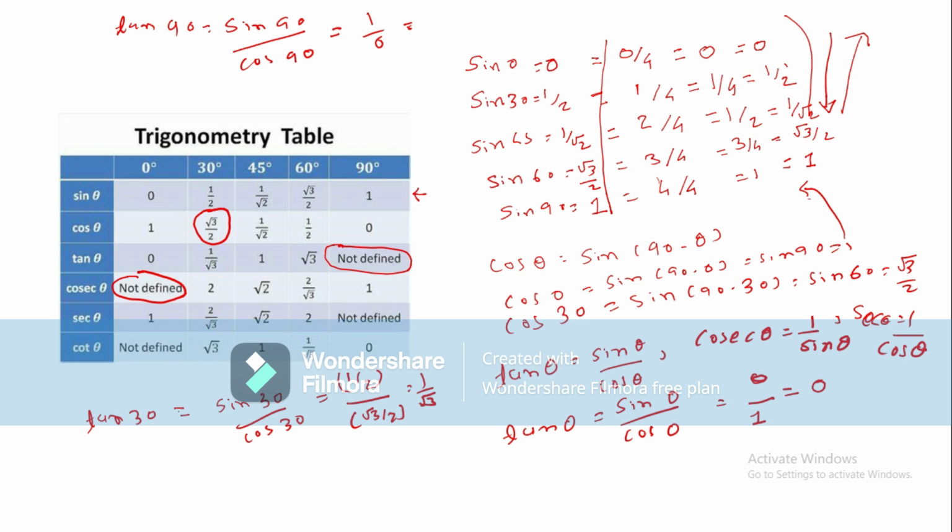Cot theta is the reciprocal of tan theta. So cot theta is equal to 1 upon tan theta. So the reciprocal of 0 is not defined. 1 upon under root 3 reciprocal is under root 3. Reciprocal of 1 is 1. Reciprocal of under root 3 is 1 upon under root 3. And the reciprocal of 1 upon 0, which is not defined, is 0 upon 1, which is equal to 0. So over here it's a 0. So based on this, we can remember this trigonometry table.